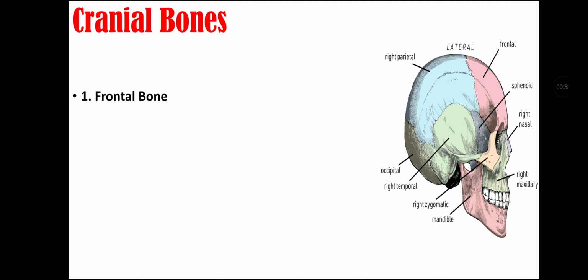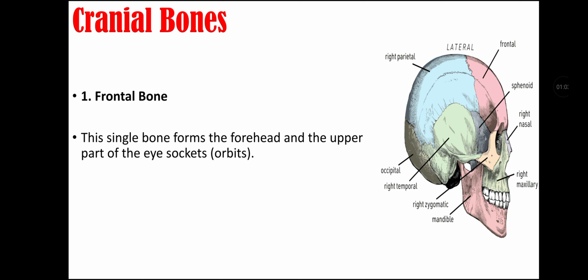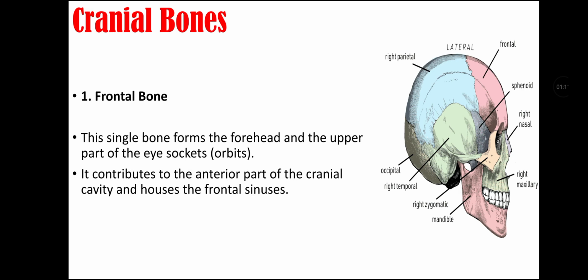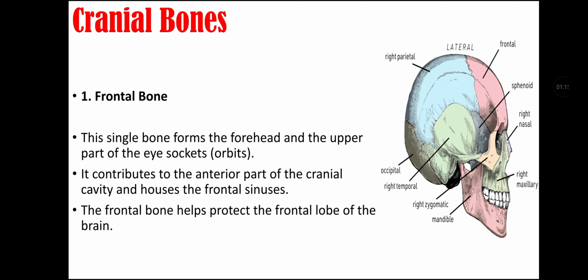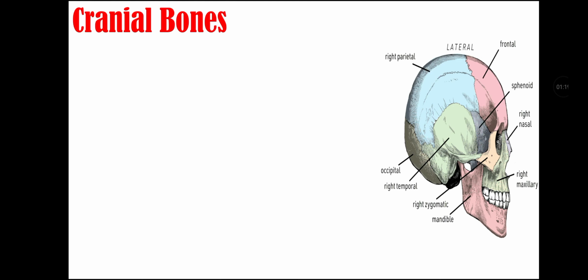In the diagram you can see that the red color bone in front is the frontal bone. It is an unpaired bone, that means there will be one frontal bone in every skull. This single bone forms the forehead and upper part of the eye socket. It contributes to the anterior part of the cranial cavity and houses the frontal sinuses. The frontal bone helps protect the frontal lobe of the brain.